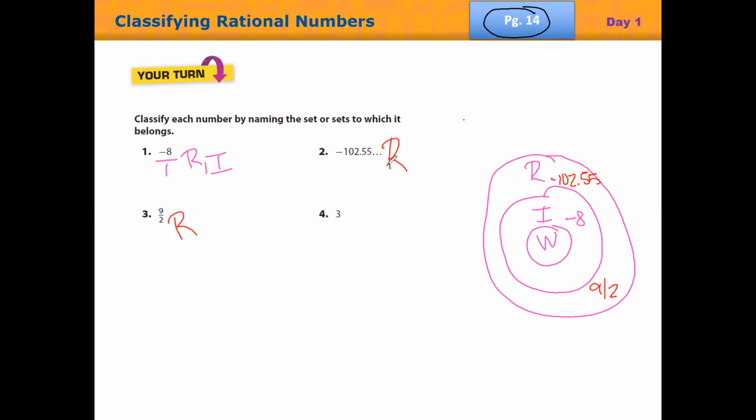Number 4, we have 3. We put it over 1. We just made it a fraction. Is it an integer? Yes, because integers are whole numbers and they're positives. So that means he is a whole number and he's an integer. So in fact, this one is all 3 categories or all 3 sets. So I'm going to put number 4 here in the middle. Hopefully you got those correct. If not, please make the changes on your Go Math book. Okay, let me move on to the next slide.